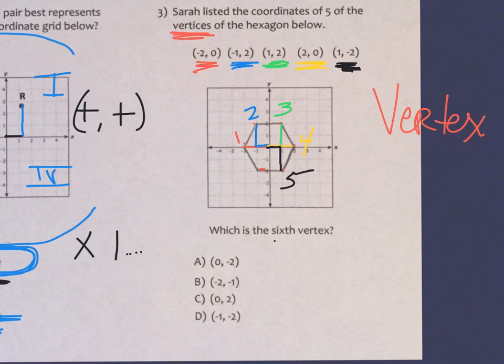Finally, we're looking for the sixth vertex, so it must be this point here. How do I get there? It looks like I start at the origin, I move left 1, so that's -1, and then I jump down 2 to this point here, which is -2. Do I have -1, -2 as an answer choice? And I do right here.